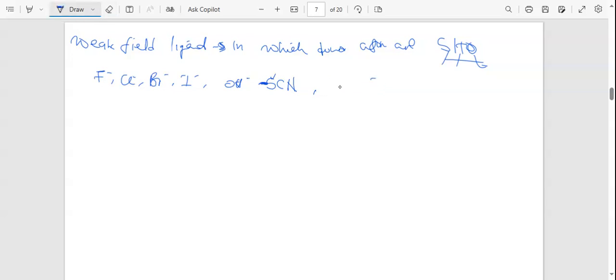These are just examples you can have. So meaning that if it uses oxygen, then we'll have a weak ligand.